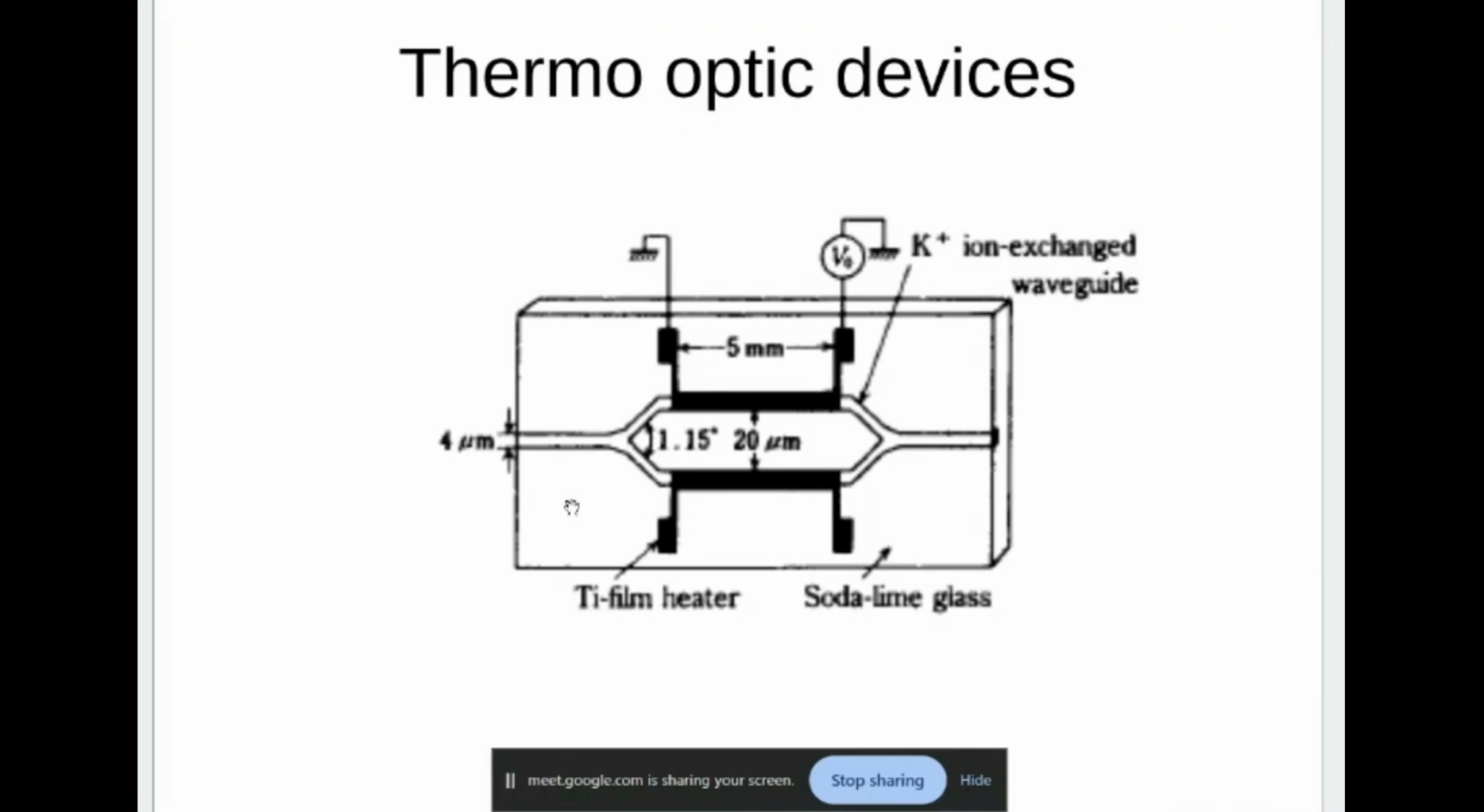See, compare this with the mechanical things that we have been doing. How to adjust it manually or mechanically, it's very difficult. Thermo-optically, it is smaller. Of course, it's not high speed. Thermal effects are somewhat slow.